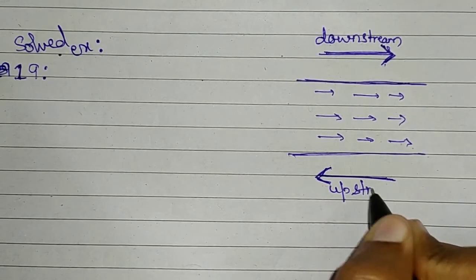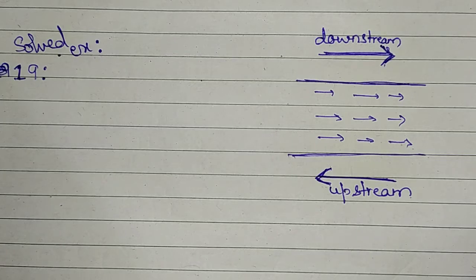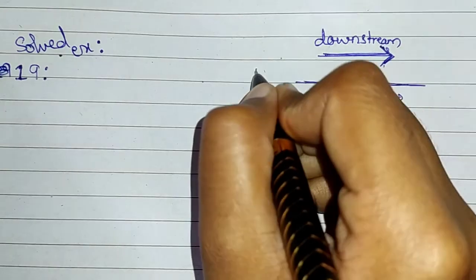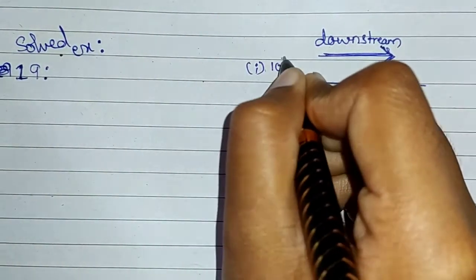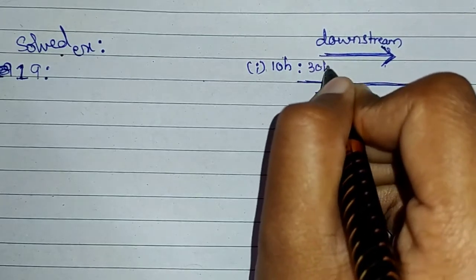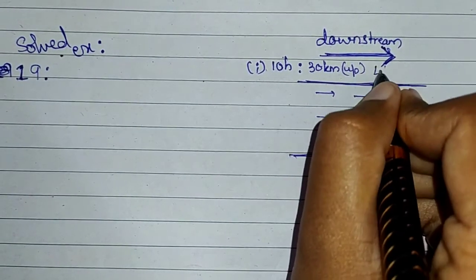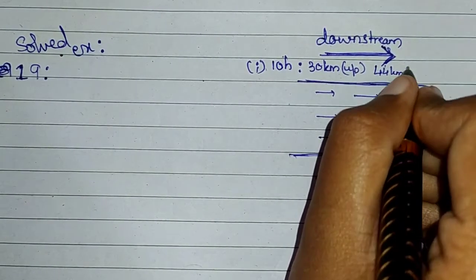then it is known as upstream. Right, so here we have a boat which goes 30 km upstream and 44 km downstream in 10 hours. First, in the first 10 hours, there is a boat which goes 30 kilometers upstream and 44 kilometers downstream.